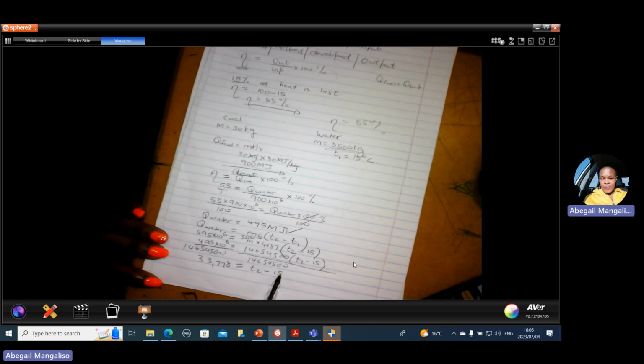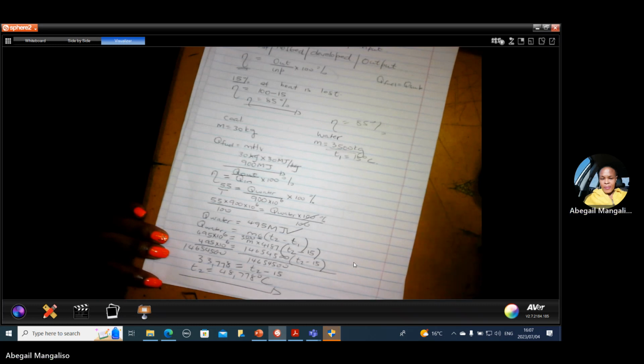So when you bring the 15 over, it's going to be plus, and T2 will be equal to 15 plus 33.778. The answer will be 48.778 degrees Celsius. So this is the answer to this question. I hope it was helpful.